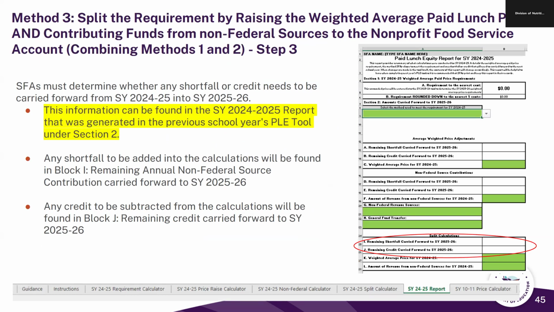So continuing on with step 3, you're going to determine whether any shortfall or credit needs to be carried forward from 24-25 into 25-26. So again, this is where you refer back to your 24-25 PLE tool report. And that section is going to be section 2 on the PLE report. It's circled here. This is a screenshot from the 24-25 report. Any shortfall will be added into the calculations found in block I, which is called remaining annual non-federal source contribution. And then any credit will be subtracted from the calculations that can be found in block J, called the remaining credit carried forward.